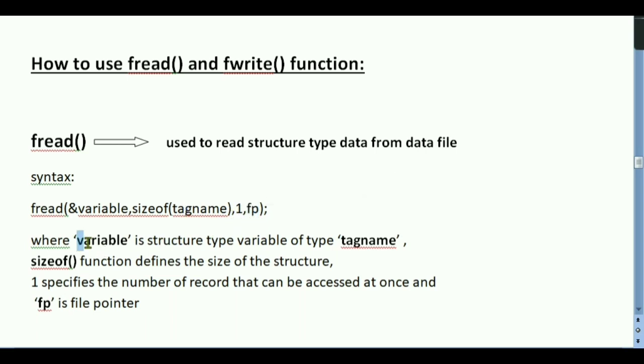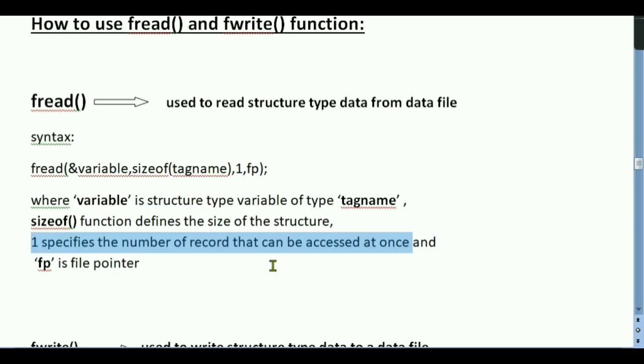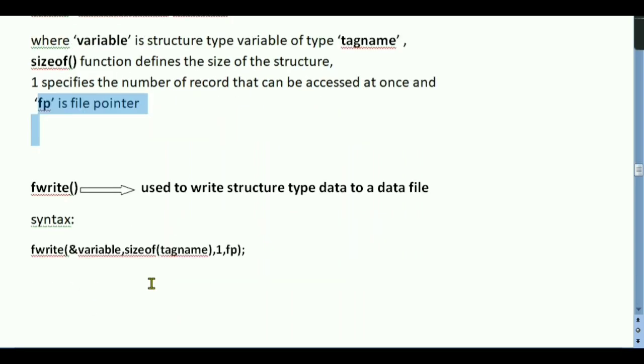The variable is a structure type variable of type tag name. I said if the structure is student, then the tag name will be student. The sizeof function gives the size of the structure. That much data will be read from the file, so we have to write sizeof tag name. One specifies the number of records that can be accessed at once. At once, how many records you want to access is specified by this number, and fp is a file pointer.